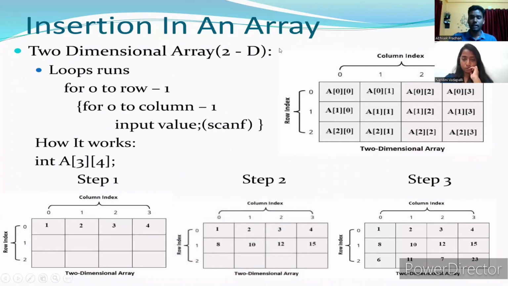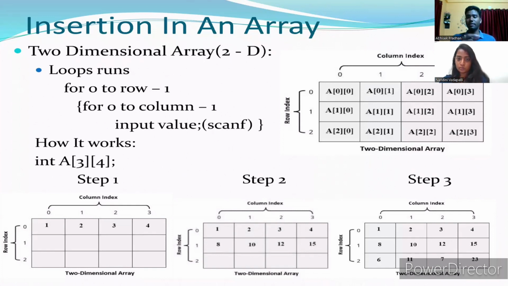For example, if we consider the 0th row and 0th column, the very first cell of this matrix will be 0 and 0. When we move here, the row still remains the same, which is 0, but the column is 1. And so the index of the cell will be 0 and 1. This is what we are going to implement in the program also.